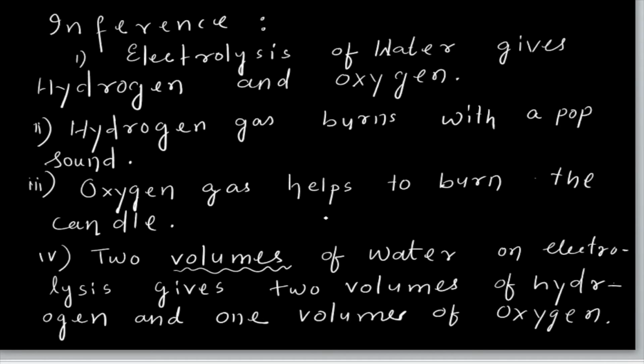Then add 2 drops of sulfuric acid, because acidified water only gives hydrogen and oxygen on electrolysis. Now it is observed that on one side 2 times the volume of gas is occupied, and on the other side 1 volume. The 2 times volume burns with a pop sound, and the 1 time volume is helpful for burning the candle. Electrolysis of 2 volumes of water gives 2 volumes of hydrogen and 1 volume of oxygen.